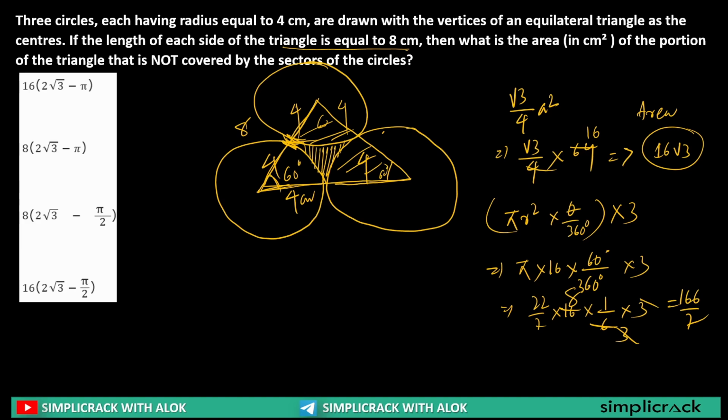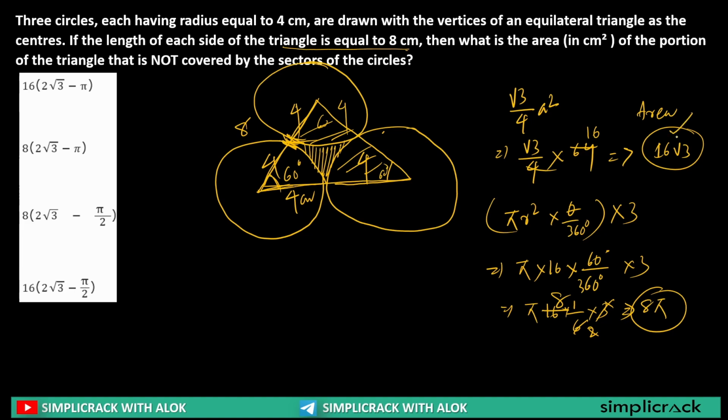The answer is in pi, so we'll keep it as pi. So it is pi into 16 into 1 by 6 into 3. 3 2s are 6, 2 8s, it is 8 pi. So the total area of these three sectors is 8 pi.